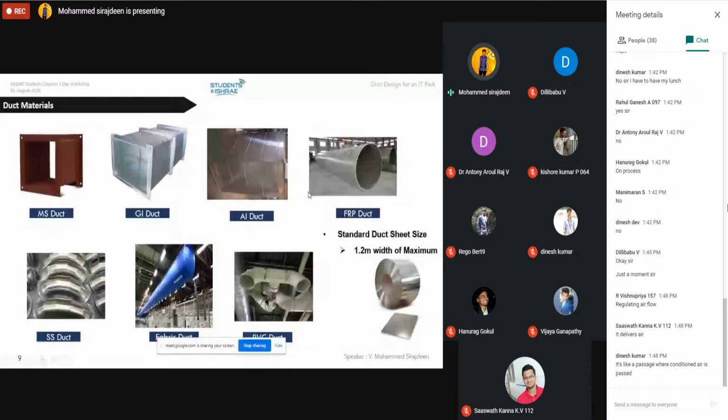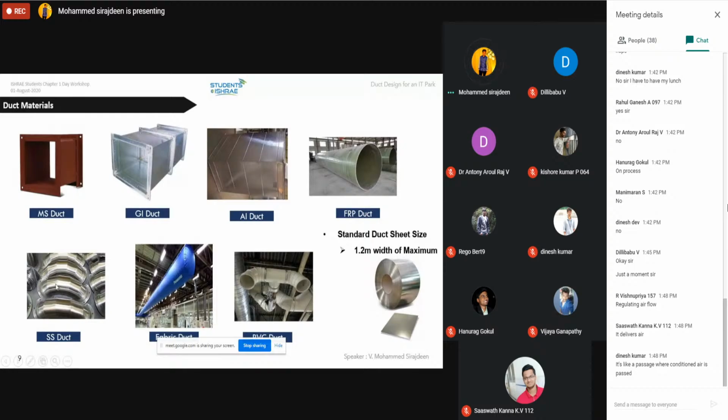Then duct materials. What are all the materials available in the market? MS duct, GI duct, aluminum duct, FRP duct, stainless steel, fabric duct, and PVC duct. MS duct and GI ducts generally are used in factories. When it is a corrosion area, or it is a process requirement, where any material will affect the GI duct or MS duct, we have to go with aluminum duct. Okay, then FRP duct. It also depends on the process requirement.